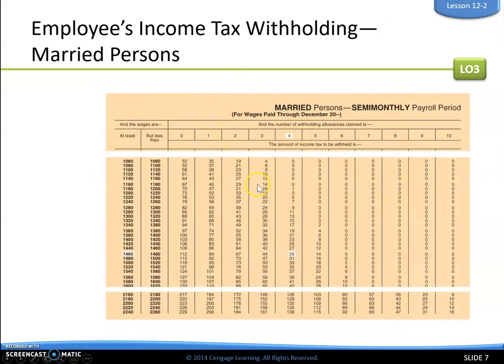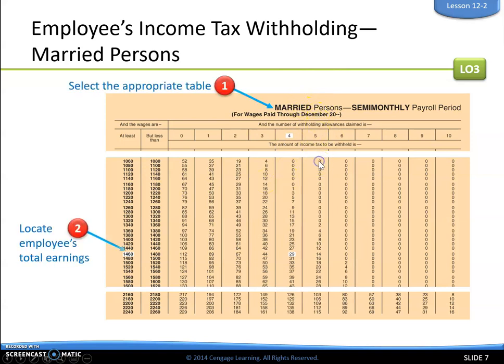Now, the example that we were looking at, I think his name was John. John had 4 withholdings and he was married. So this is the table that we want to look at for him. We're going to locate the employee's total earnings. So this is the bracket that he's going to fall in for his total earnings. And then, like I said, he had 4 withholdings. We are just going to go down and across till those line up. And then here we have 29.